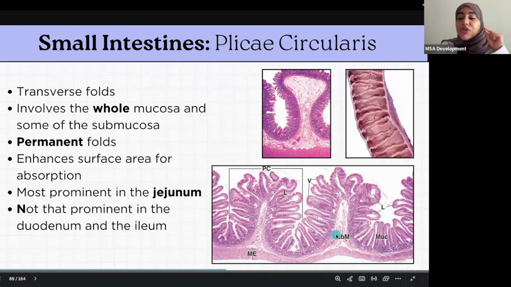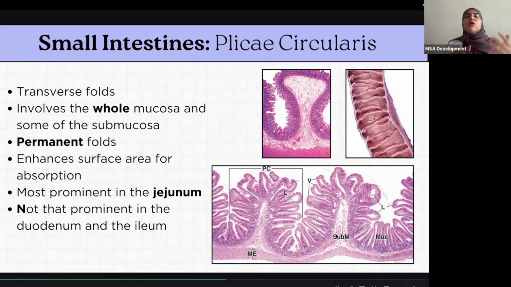Plicae circularis is more commonly found in the jejunum, mostly because the jejunum, as I said before, is the primary spot for absorption. The chyme, which is the acidity with the food and the bolus, comes from the stomach to the duodenum. Usually the duodenum is breaking it down instead of primarily absorbing it.